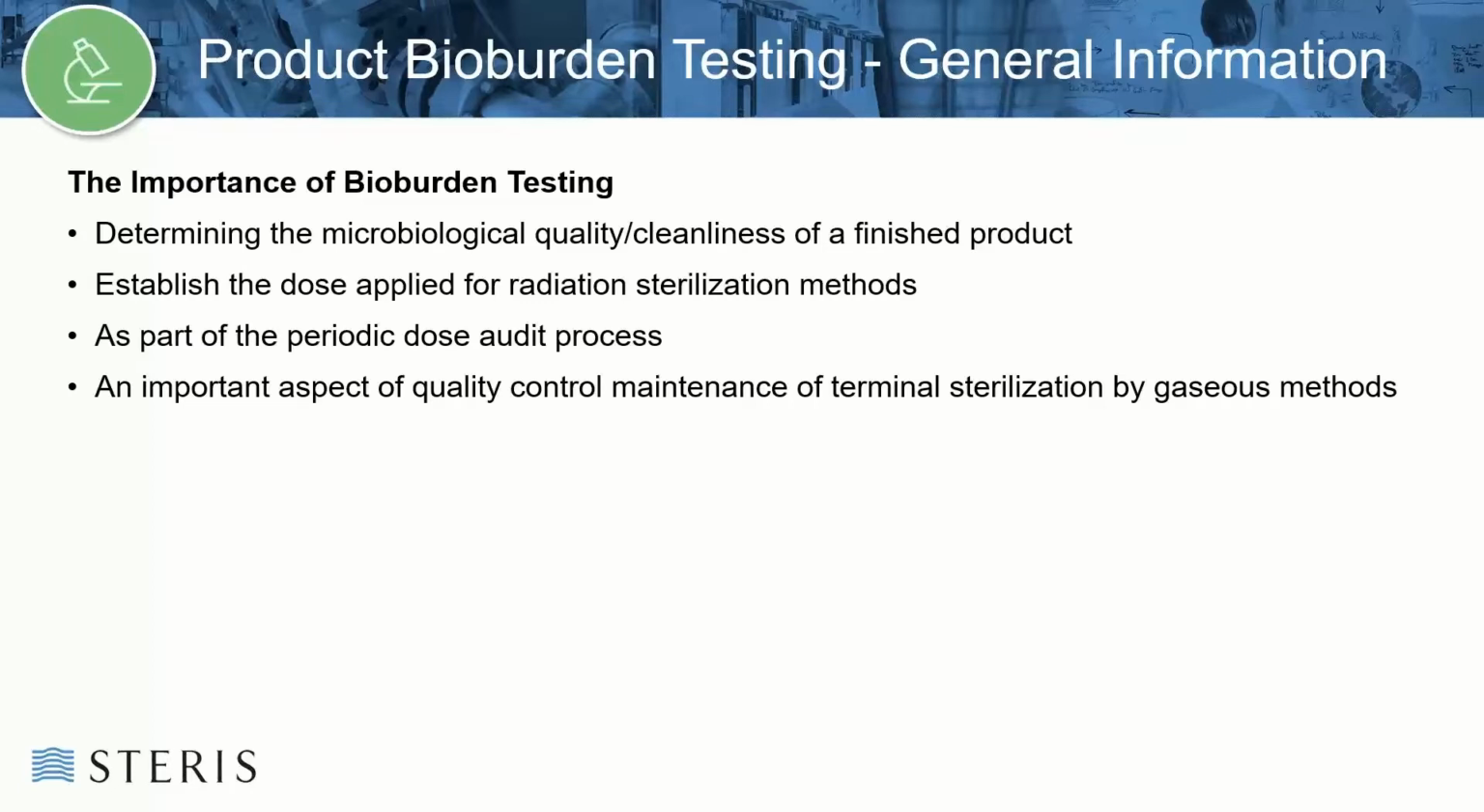Once the dose for effective radiation sterilization has been established, bioburden data will also be required for ongoing monitoring of products as part of the periodic dose audit process. An understanding of product bioburden is also an important aspect of quality control maintenance of sterilization, terminal sterilization by gaseous methods such as EO, moist heat, or VHP.